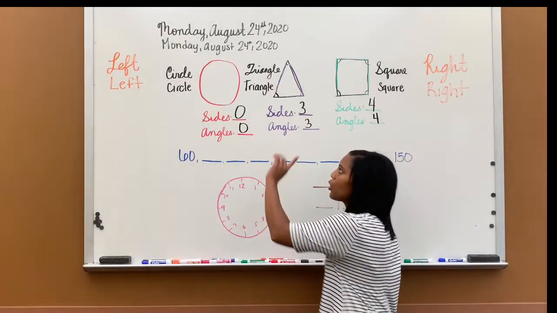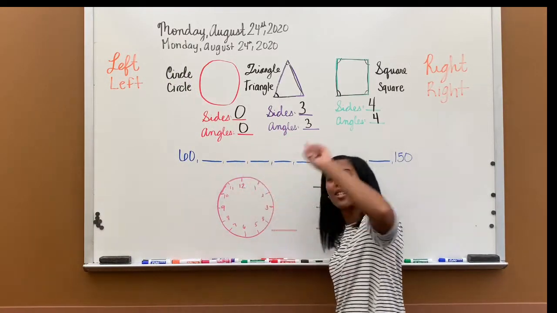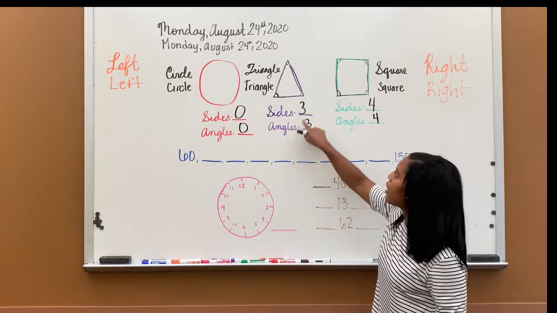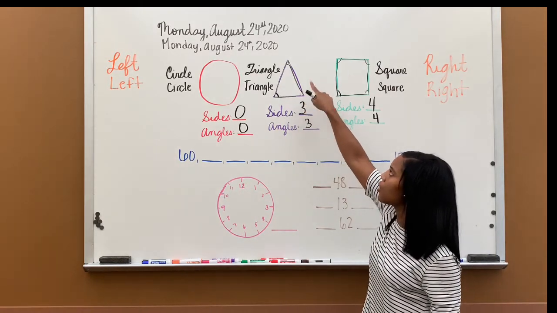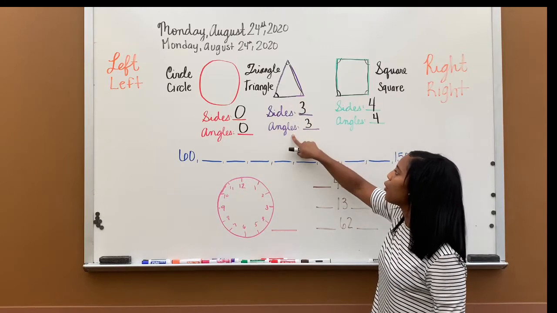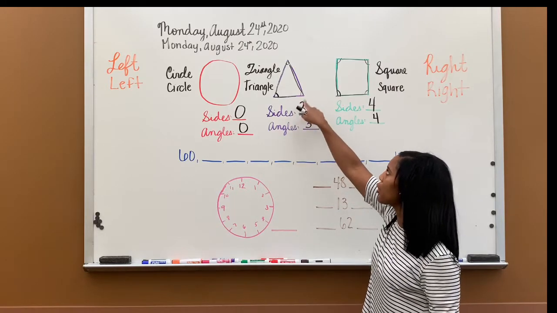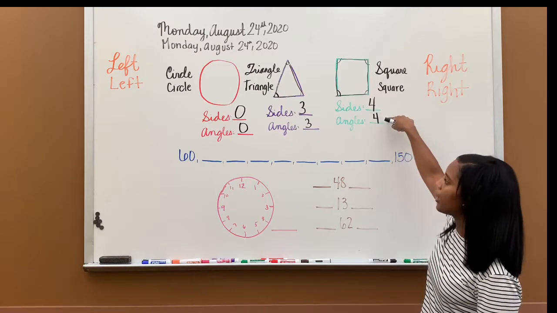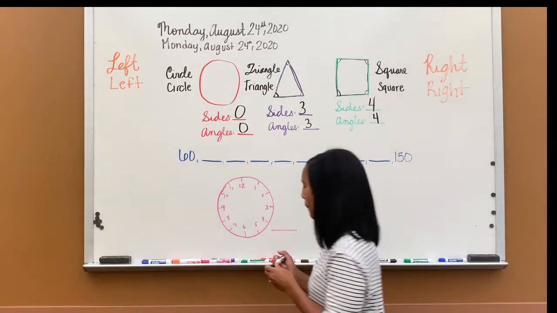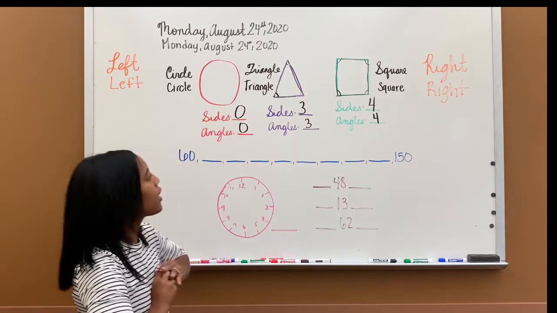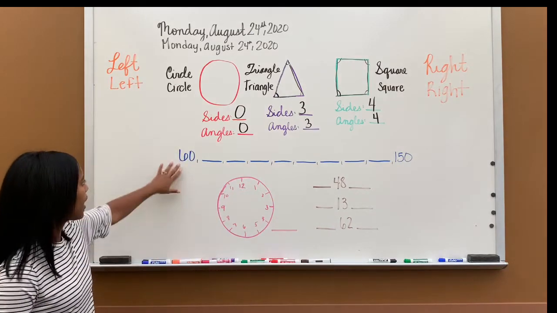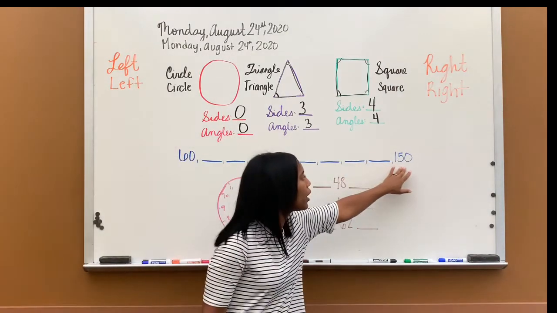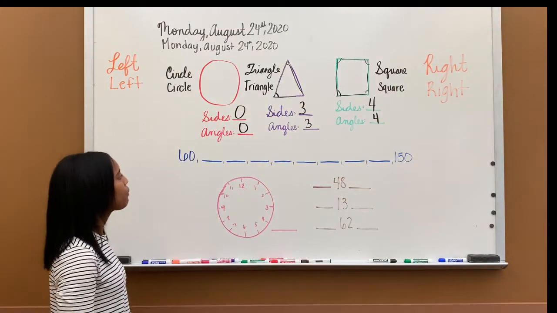Okay? A circle has 0 sides, 0 angles, and that's because it's curved. It just keeps going. A triangle has 3 sides, 3 lines it took to create it, and 3 angles, that's the corners. A square has 4 sides and 4 angles. Okay? Really easy. Let's review counting by tens. So today I'm starting the pattern at 6, and I want to end at 150. Okay?